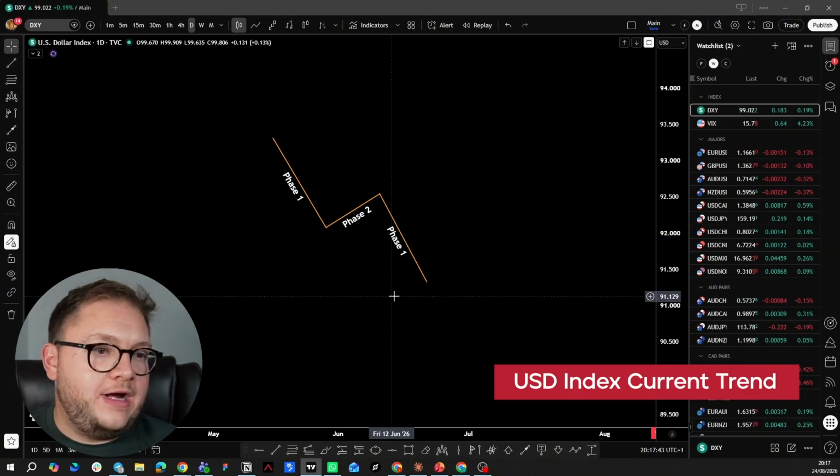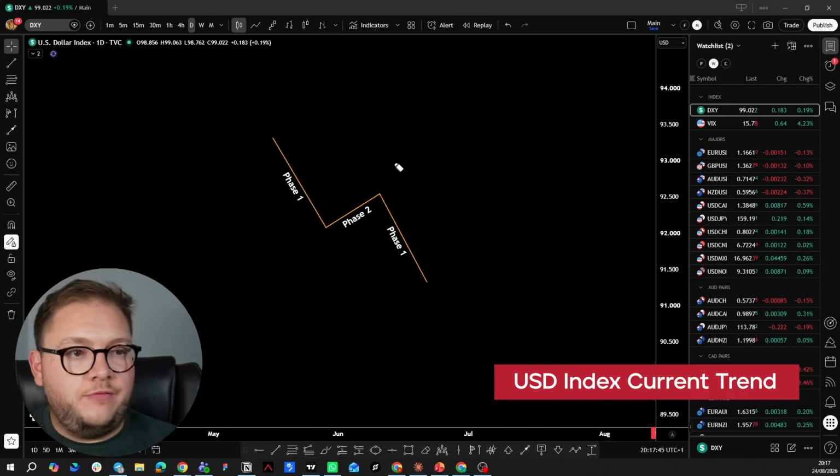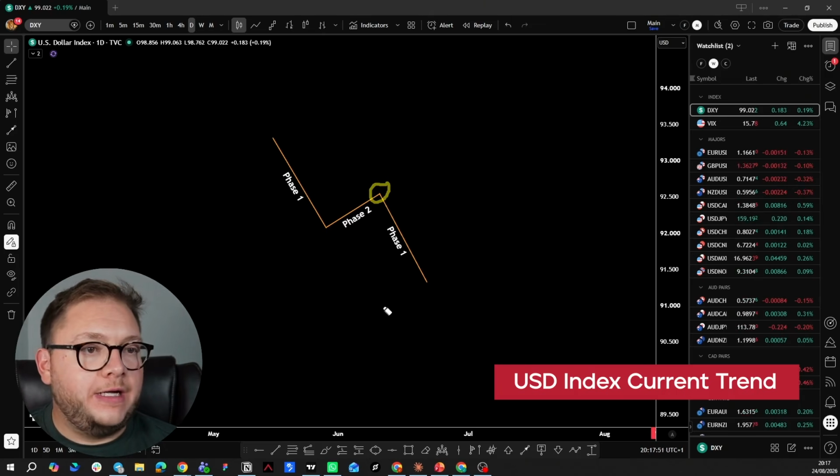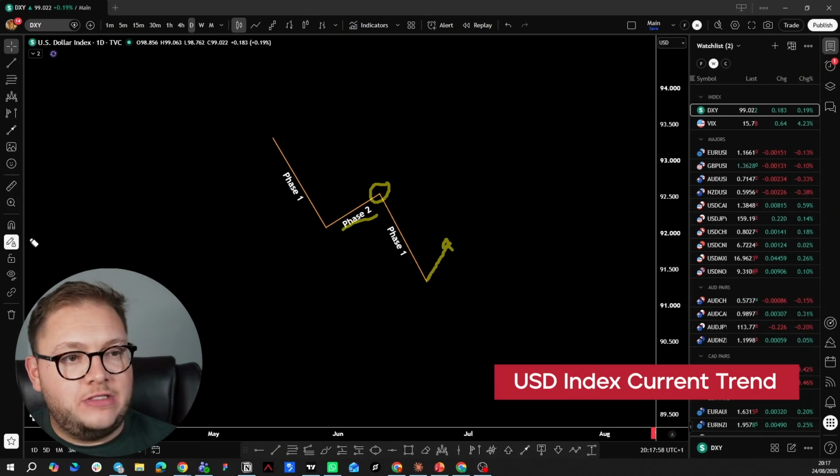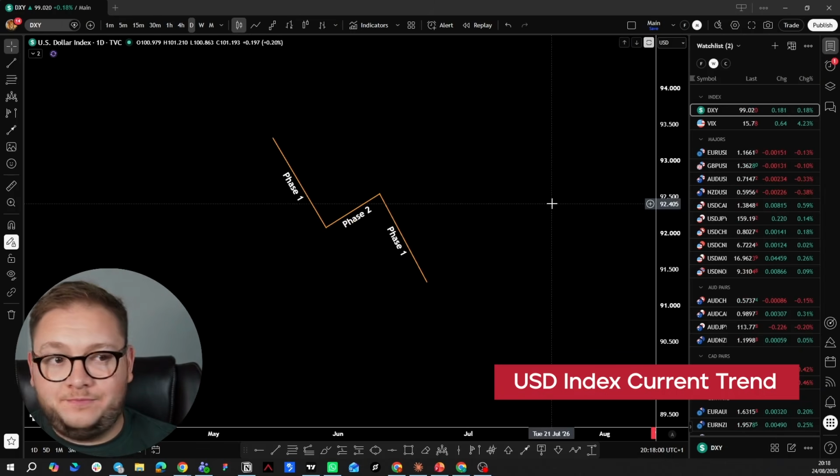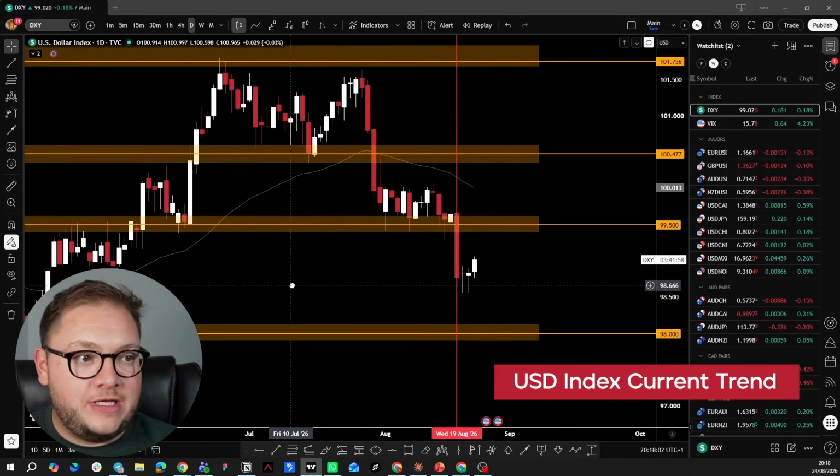Now, when I am trading the trend, I am looking for the moment where that phase 2 turns back into the phase 1, okay? And at the moment for the US dollar index, it looks like we're producing a phase 2. The way we can find that out is by looking at our lower time frame, just to give us a little bit of an idea.